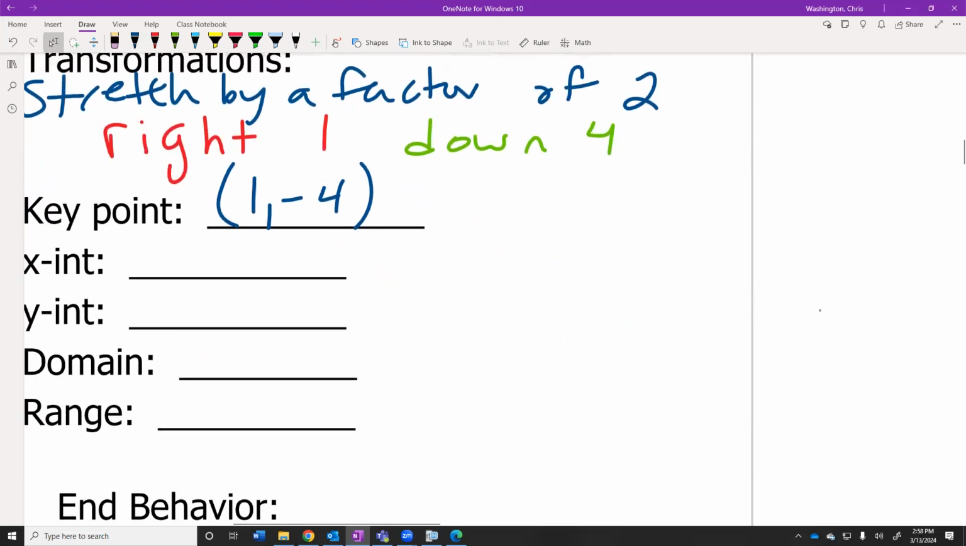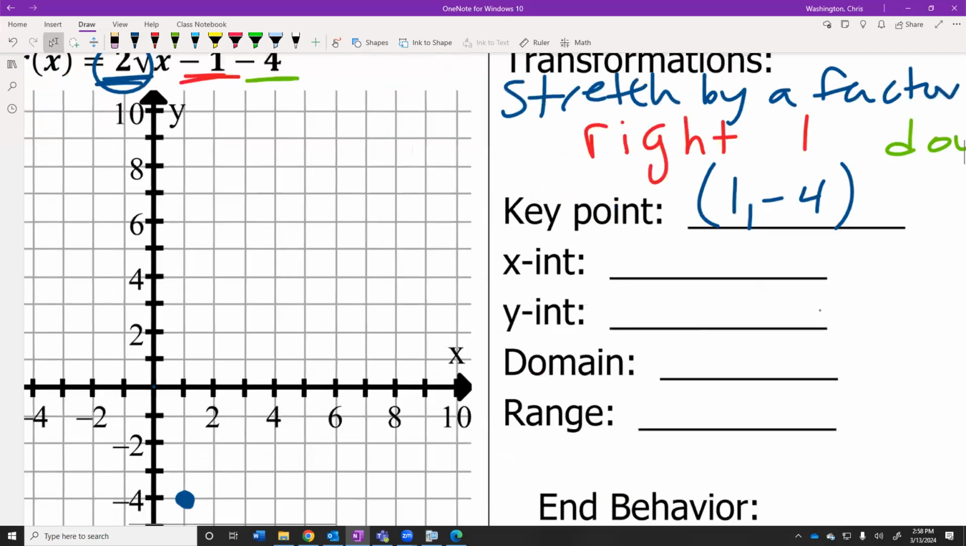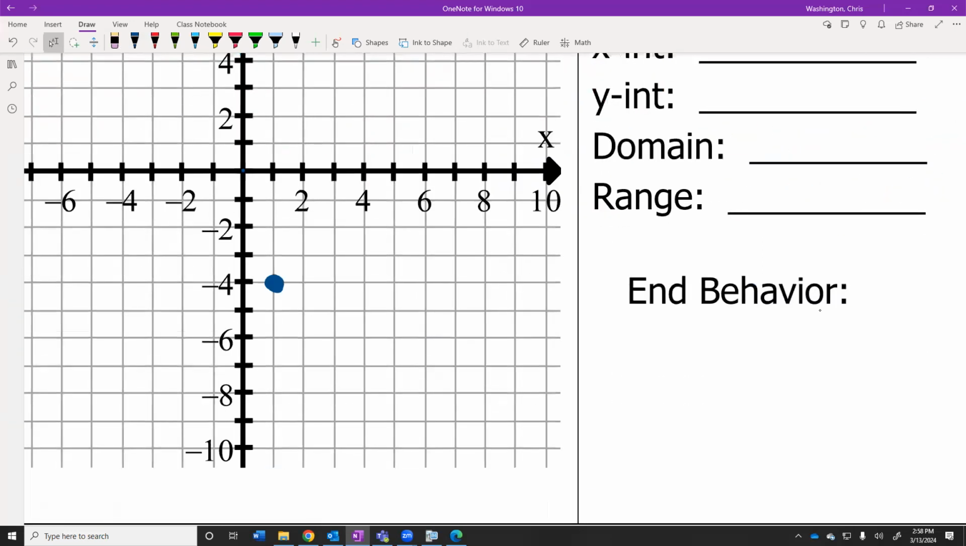So, going back to this, we've been stretched by a factor of 2. So this is my original point. It's always gonna be that very next point, which is 1 to the right, and we're just gonna count the number of spaces that that number in front is equal to.